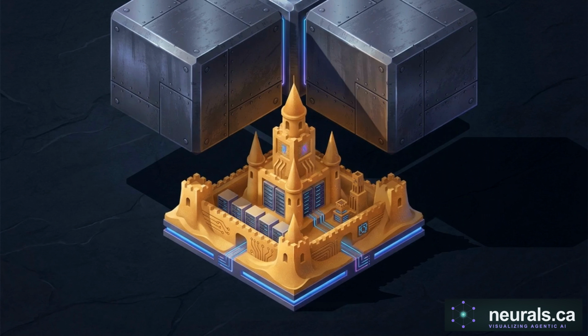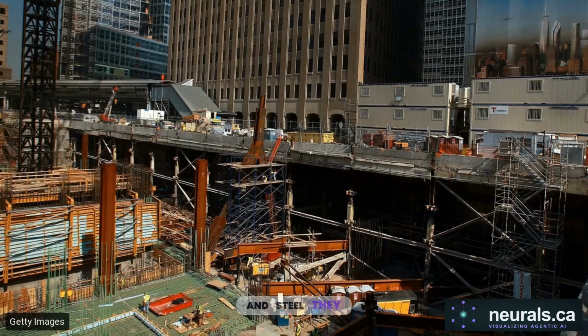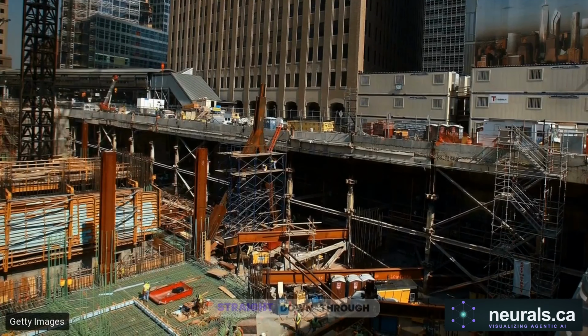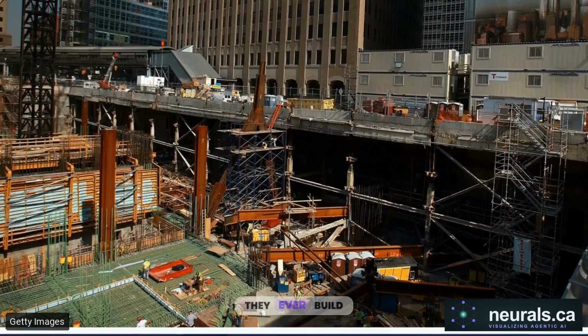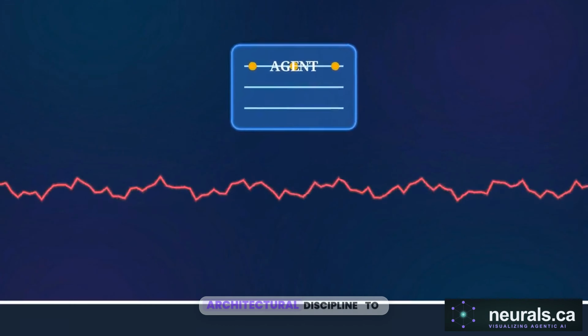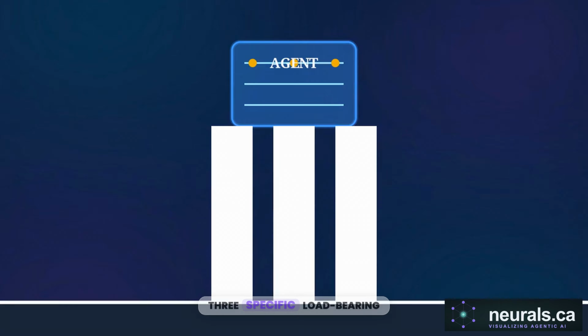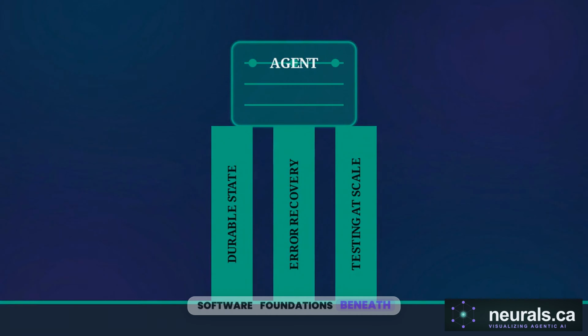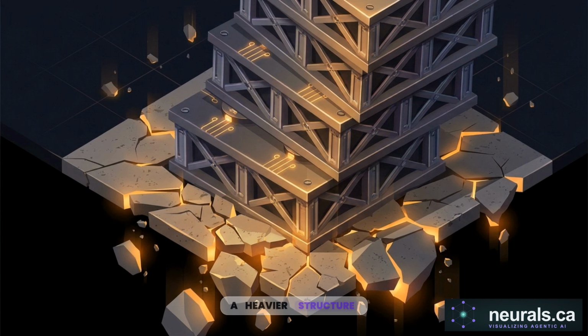When civil engineers build a physical skyscraper, they don't start by stacking glass and steel. They sink concrete piles hundreds of feet straight down through soft soil, anchoring the structure to solid bedrock before they ever build upward. Scaling an AI agent requires that exact same architectural discipline. To survive the chaos of production, you have to pour 3 specific, load-bearing software foundations beneath the agent's code. Skipping those foundations means any scale you add isn't actually growth. It is just stacking a heavier structure on top of a surface that is guaranteed to give way.